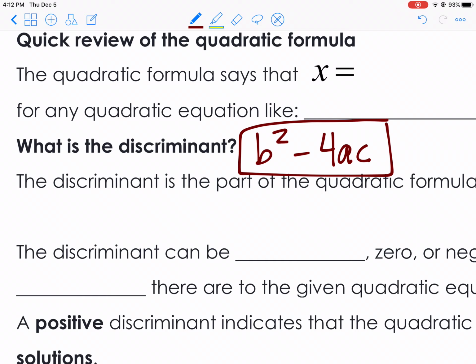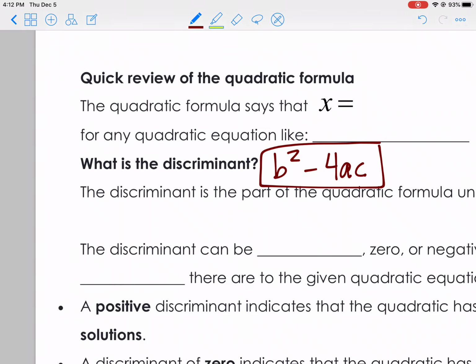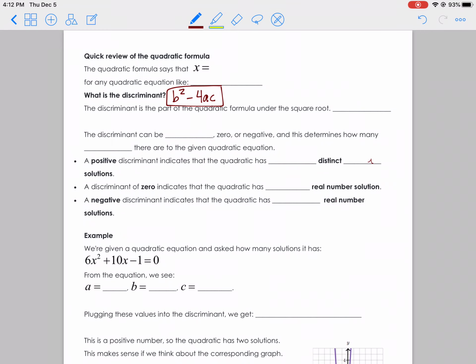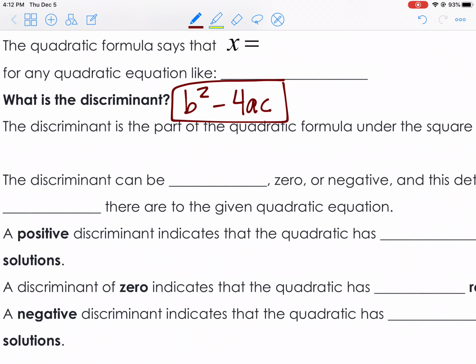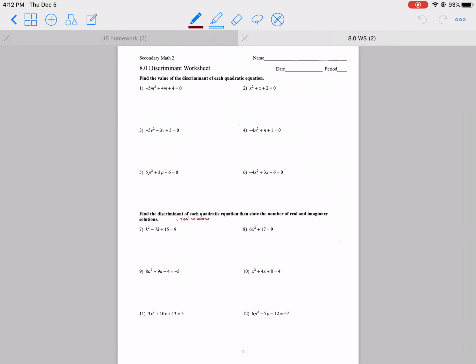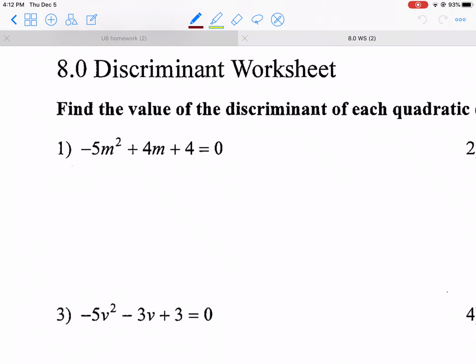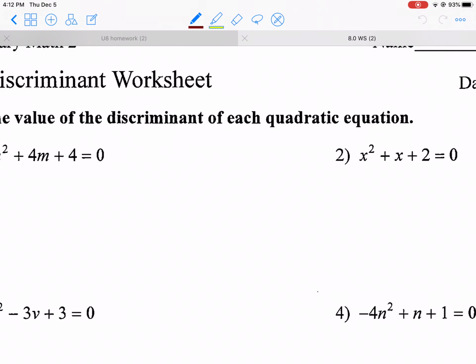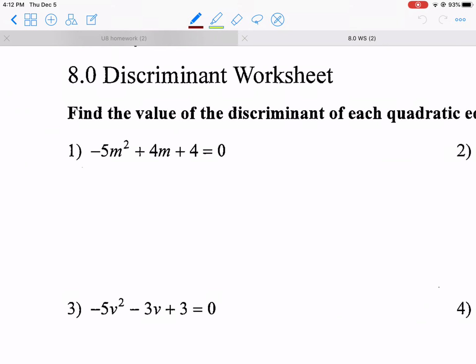And it's good practice to get used to finding this so that when you're actually using the quadratic formula, this is like a first step in how you go about solving it. So we're just going to practice using the discriminant. I created a worksheet for us to try with this in mind. Here it is, discriminant worksheet. So this says find the value of the discriminant of each quadratic equation.